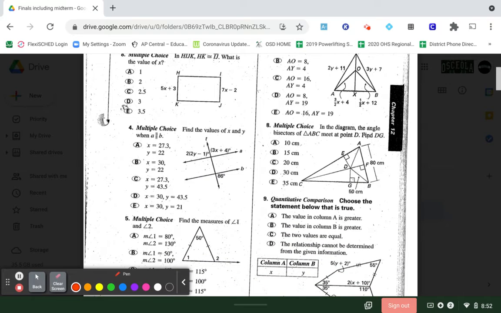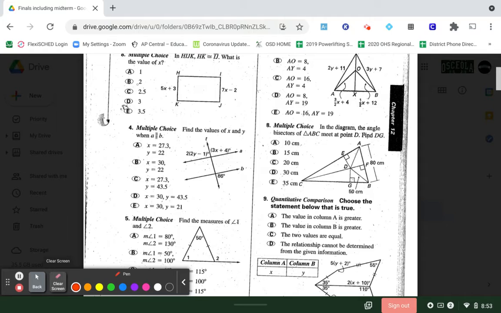All right, number 8. In HIJK, HK is congruent to IJ. What is the value of x? Well, if they're congruent, that means that they're the same length. So let's see, 5x plus 3 equals 7x minus 2. So I'm going to subtract 5x from both sides. So 3 equals 2x minus 2, and then I'm going to add 2. So I'm going to get to 5 equals 2x, and then I'm going to divide both sides by 2, and I'm going to get x equals 2.5. So C.